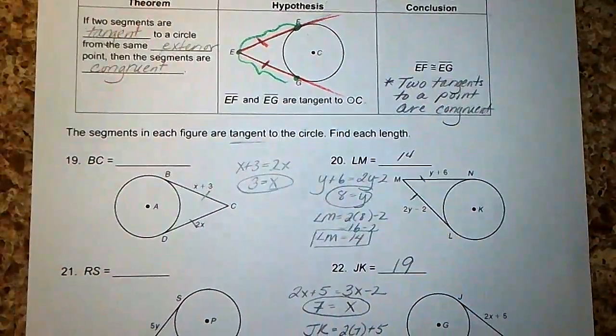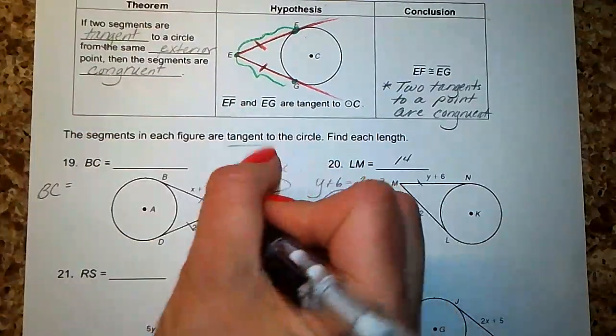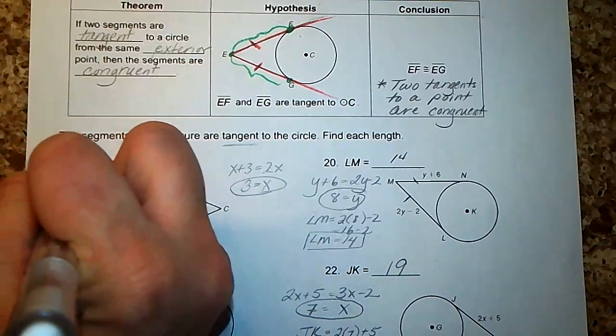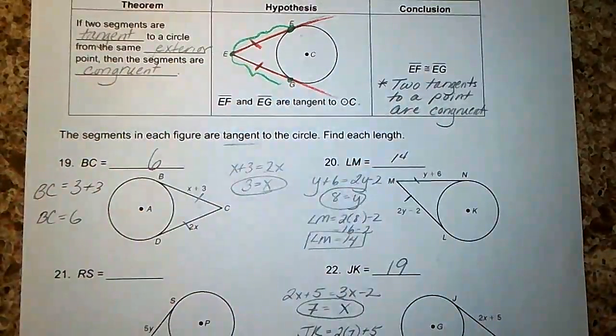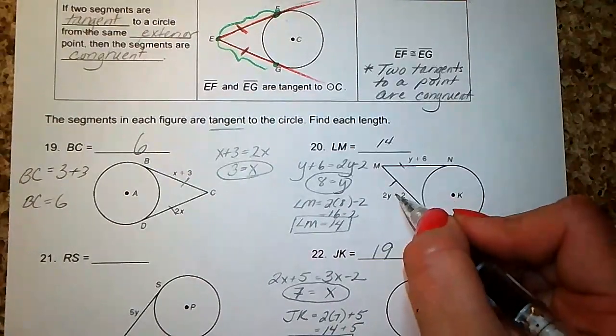So that's your x value, but you're not done. They asked you to find BC. So for BC, we had to plug in to the x plus 3. So that's 3 plus 3. That BC value will equal 6 for that one. Okay, I did the next one for you again. Same idea. Two tangents meeting at a point are going to be congruent.